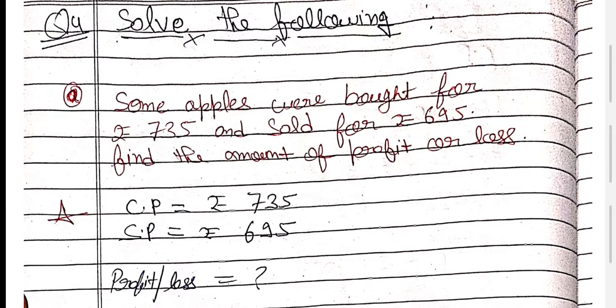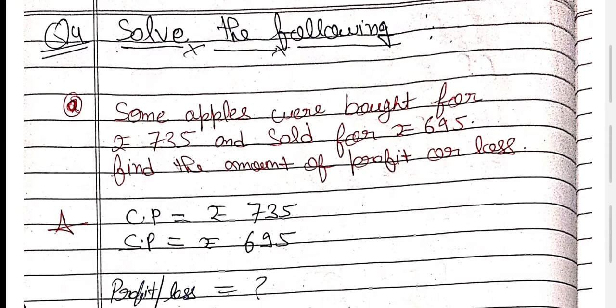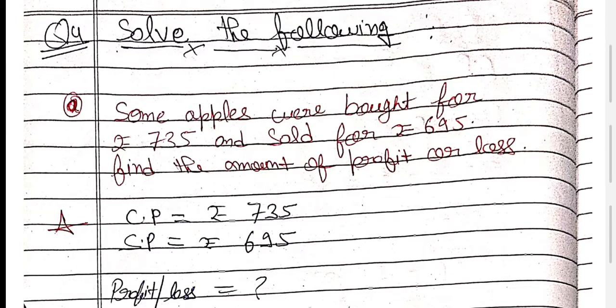In the previous class, I completed your exercise 7b up to question number 3, and in this video I will continue from question number 4. So, what is the first question? The first question is, some apples were bought for rupees 735 and sold for rupees 695. Find the amount of profit or loss.